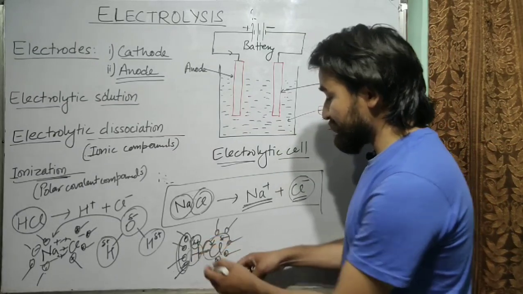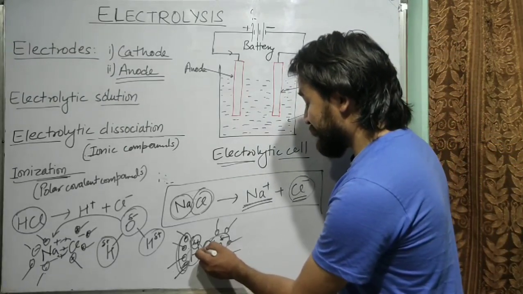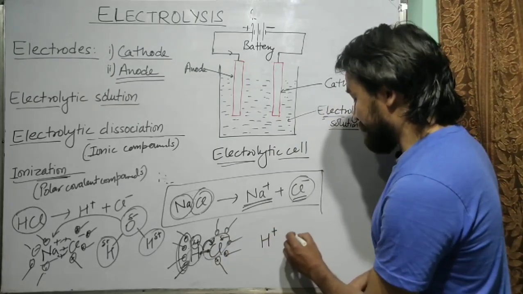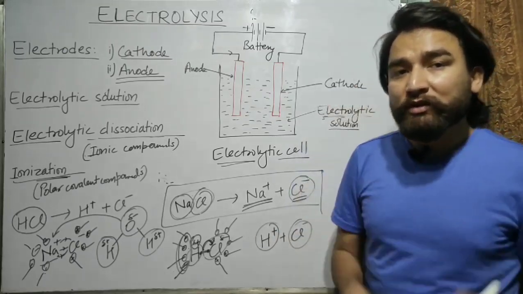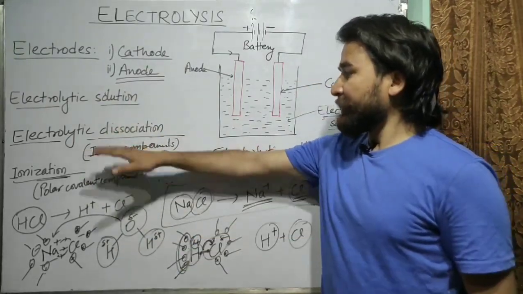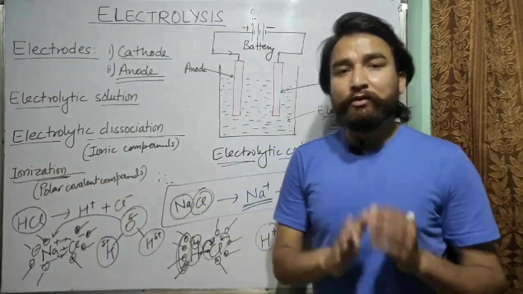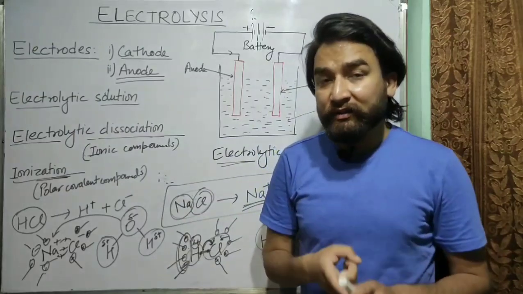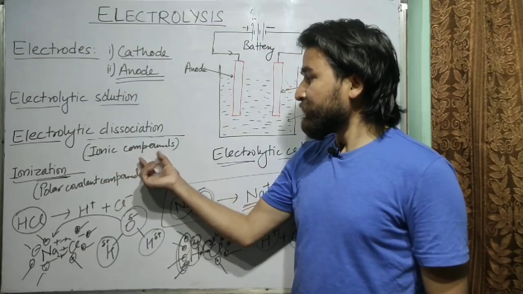The whole electron pair, because chlorine is more electronegative as compared to hydrogen, will go to the chlorine atom, and it will give H+ and Cl- ions when it is dissolved in water. So this is how the formation of ions takes place during ionization, and separation of ions takes place during electrolytic dissociation. So this is a huge difference between electrolytic dissociation and ionization. Ionization takes place in polar covalent compounds, remember this point, while electrolytic dissociation takes place in ionic compounds.